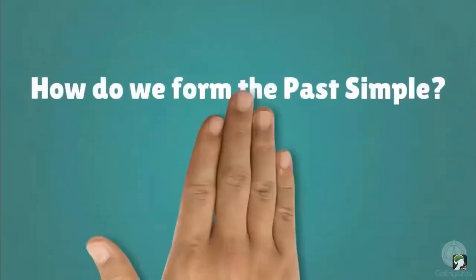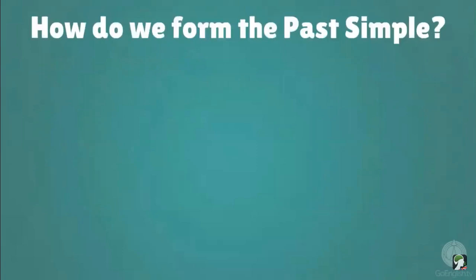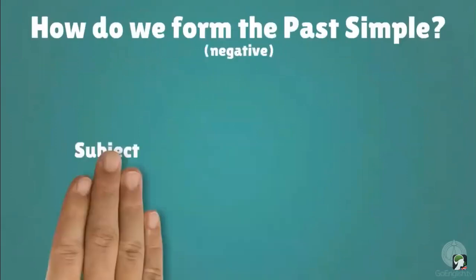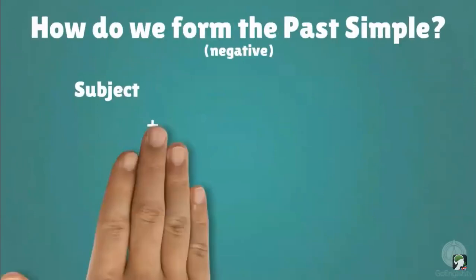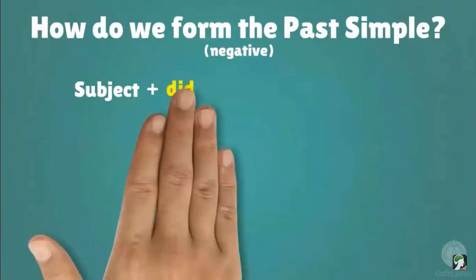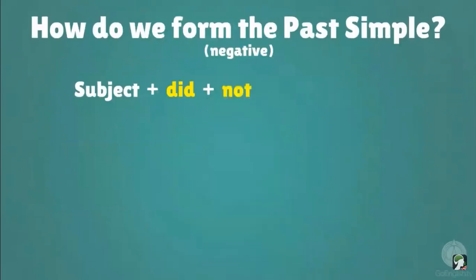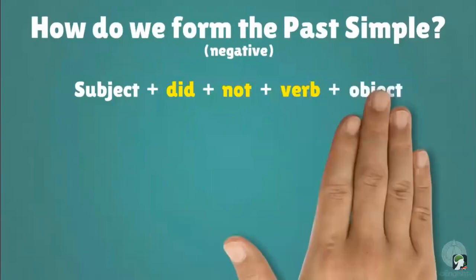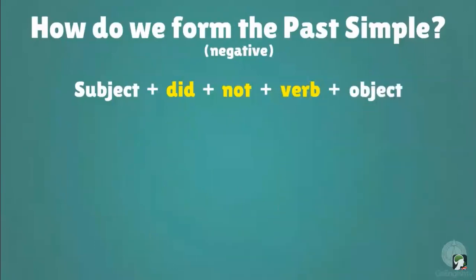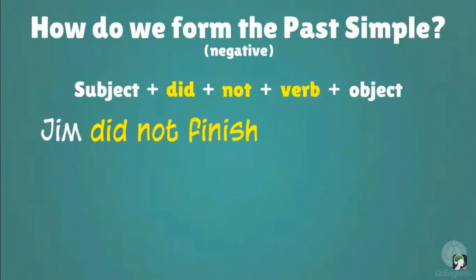How do we form the past simple? Negative. Subject plus did plus not plus verb plus object. Jim did not finish his homework.